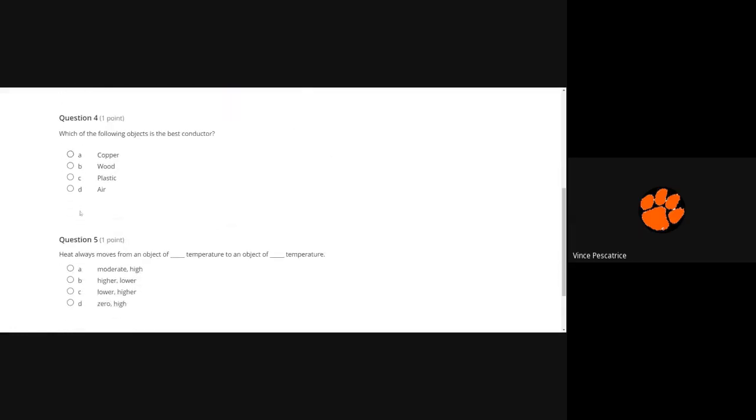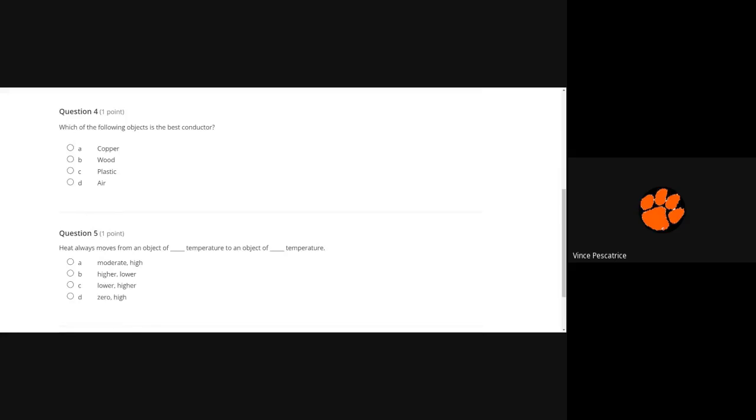Question 4. Which of the following objects is the best conductor? So we talked about how solids are the best conductor. So you can ignore air right away. And then you've got to think about which type of solid is the best conductor. In solids where the molecules or atoms are closest together, heat can transfer quicker back and forth. So plastic and wood are both bad conductors. We use them to pick up hot things, so it cannot be B or C. So the correct answer is A.